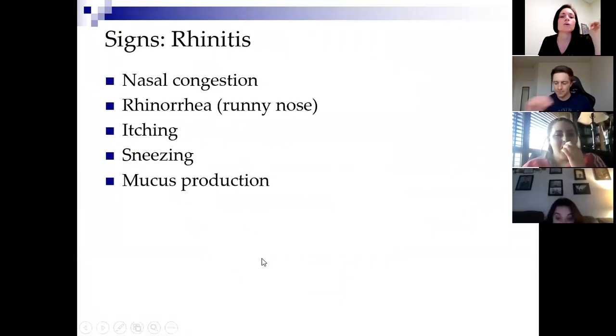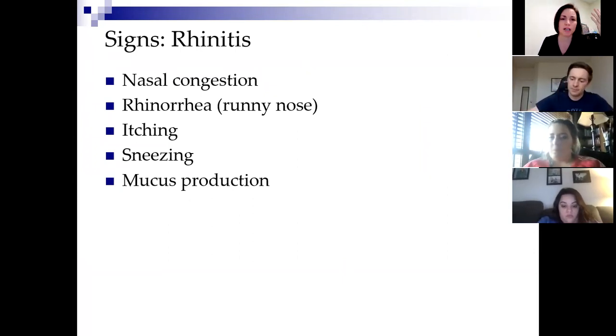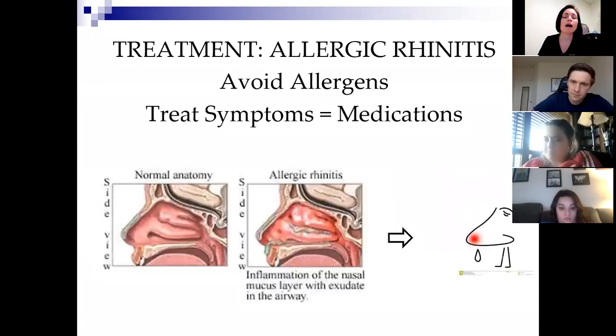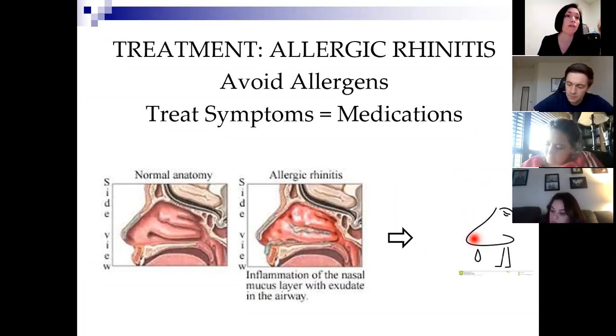Okay, so like he said in the video, the signs of rhinitis are nasal congestion, runny nose, itching, watery eyes, sneezing, and mucus production. And how we treat allergic rhinitis is you want to try and avoid the allergens if you can, although that's kind of hard to do for a lot of people. And then of course we have medications to help with the symptoms anyways.